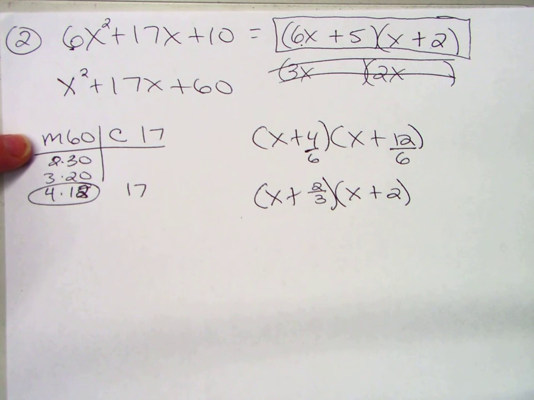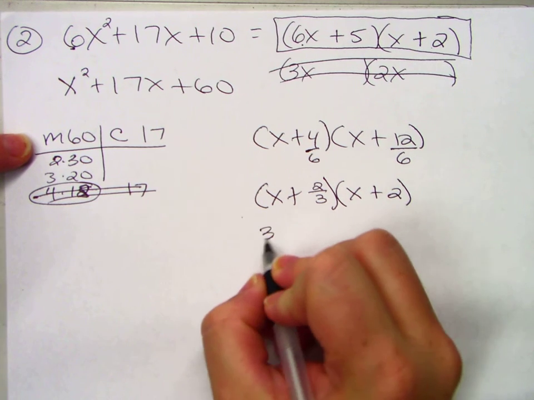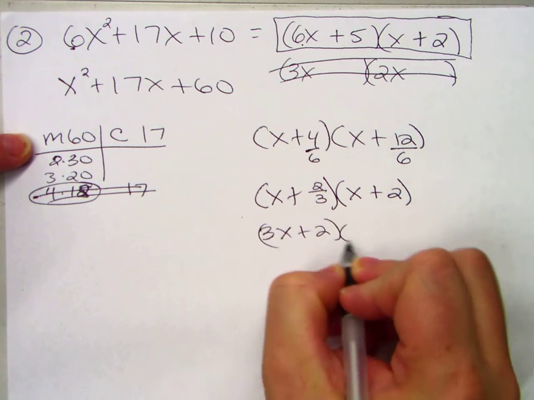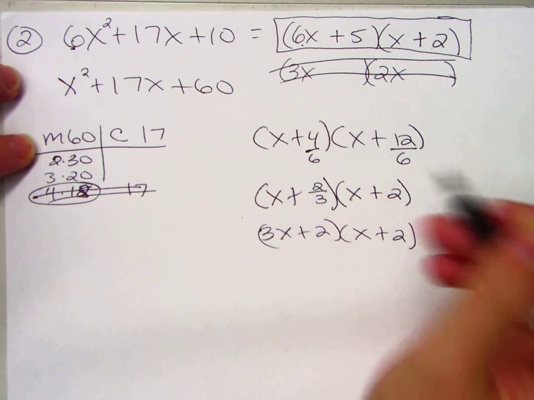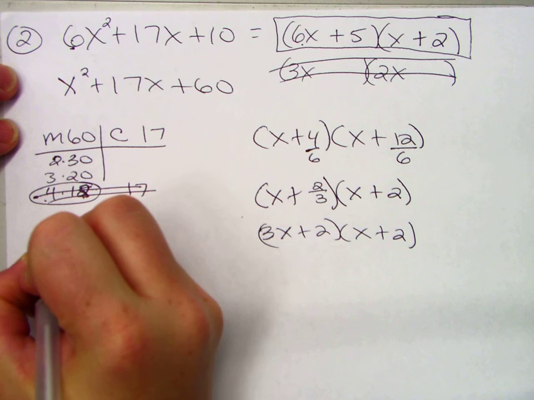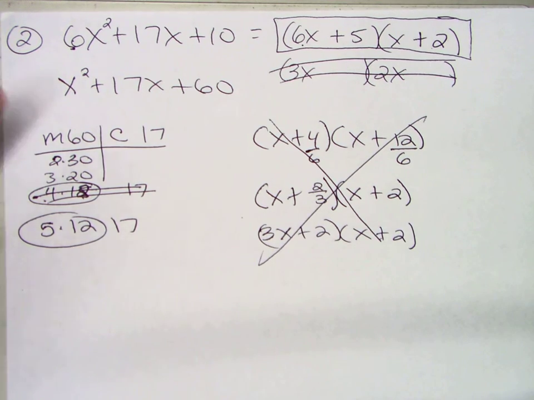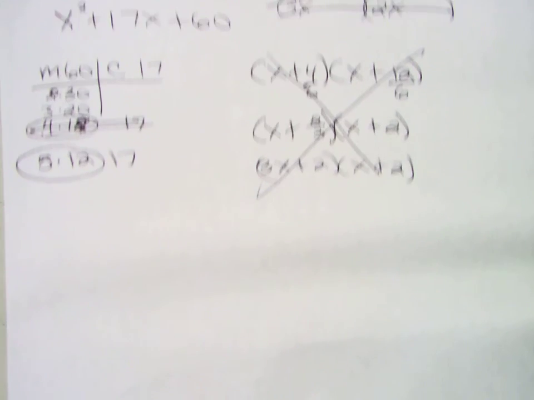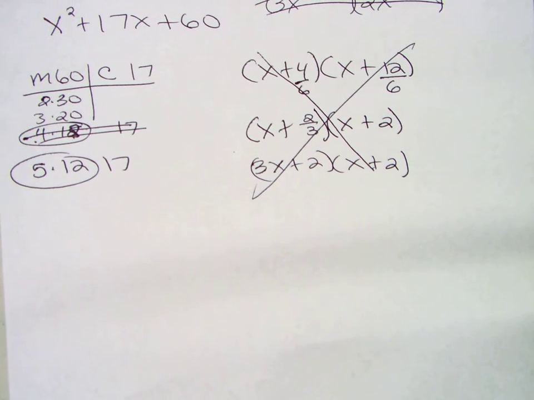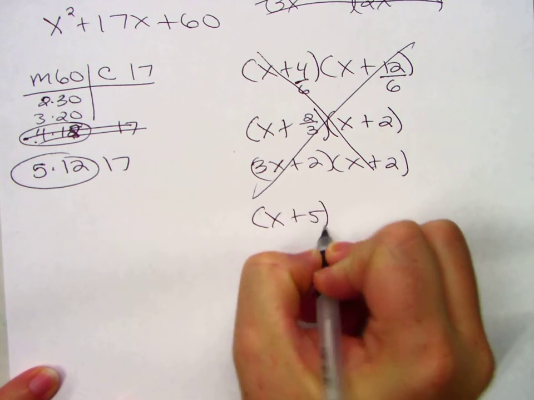Why did it not work? Because 4 and 12 does not add up to 17. That's why. And that's how you can tell you made a mistake. Because look, I got 3x plus 2, x plus 2. That did not work. And that is why we have to add correctly. It's not 4 and 12. It's 5 and 12. There we go. Okay, so Ms. Fazone makes mistakes too. Silliness. It's not x plus 4. It's x plus 5.